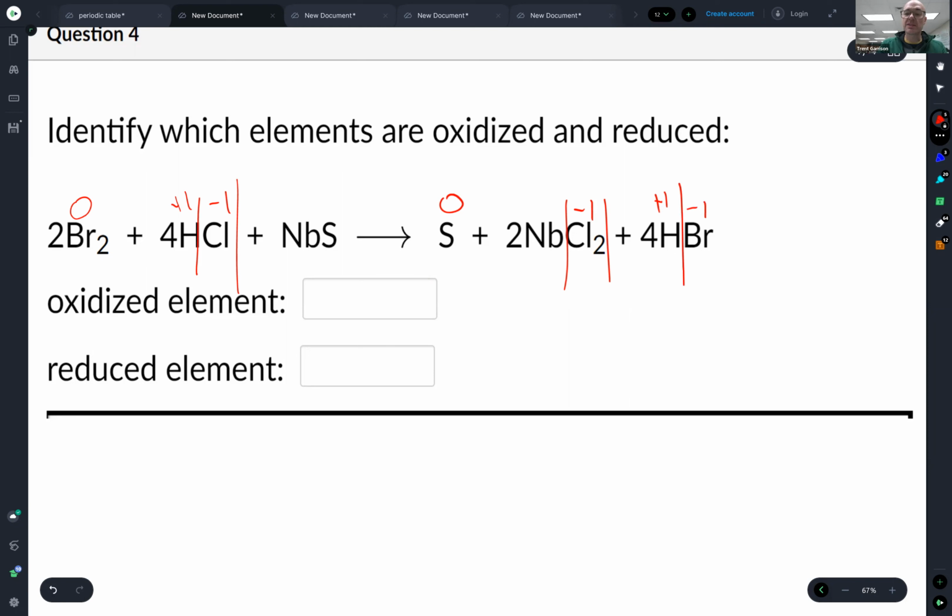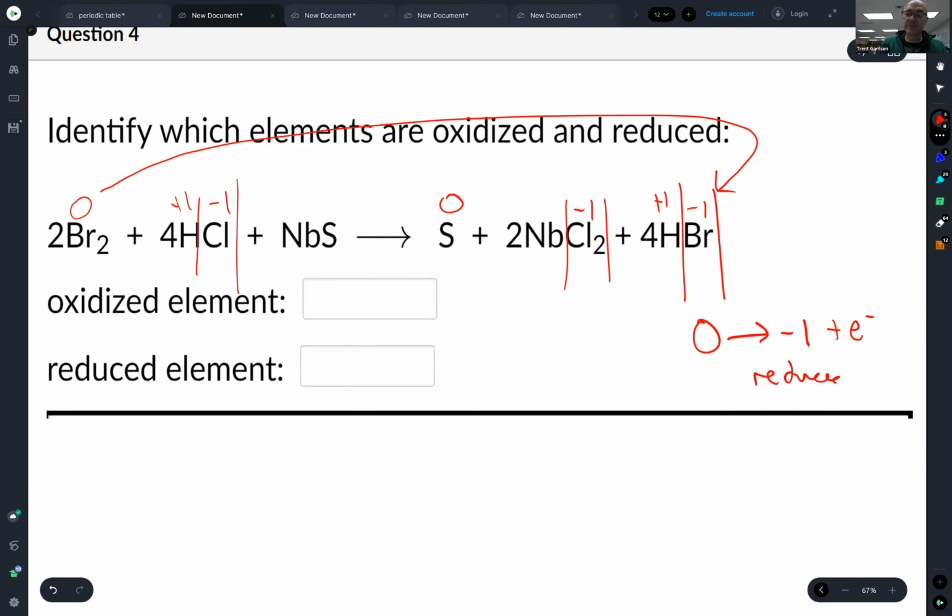But that means that this bromine is going to go from a 0 to a -1. So 0 to -1 means it's gaining an electron. That means it is being reduced. Okay, so the element that is being reduced is the Br. Now, I'm not asking for what the material is. I'm asking for what the element is that's being reduced.